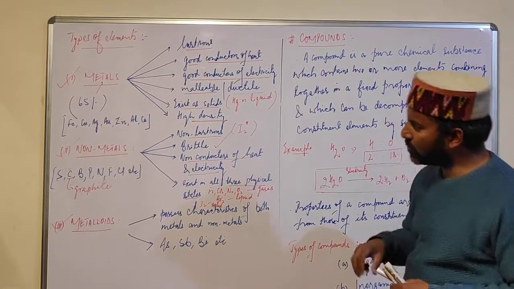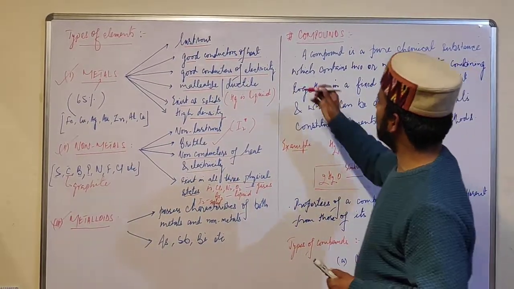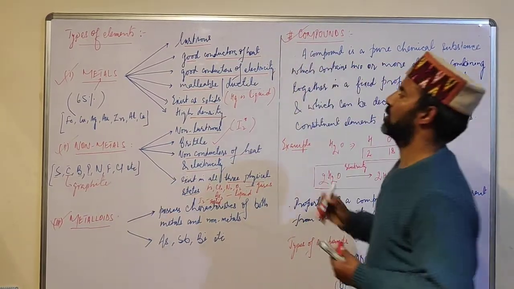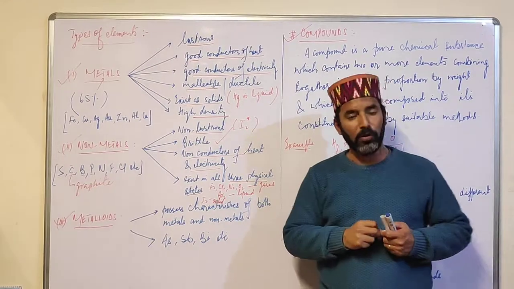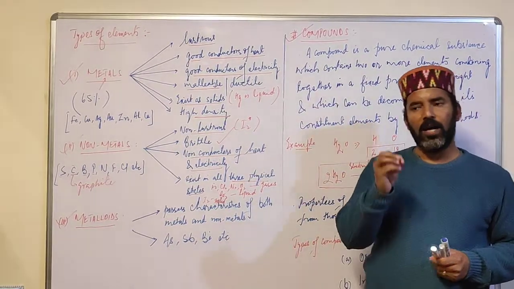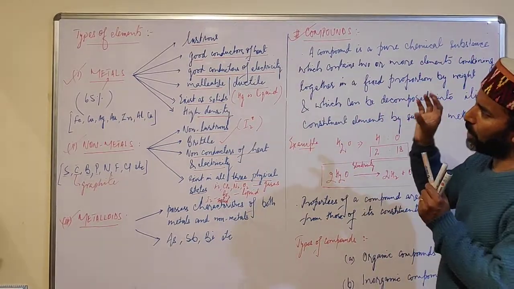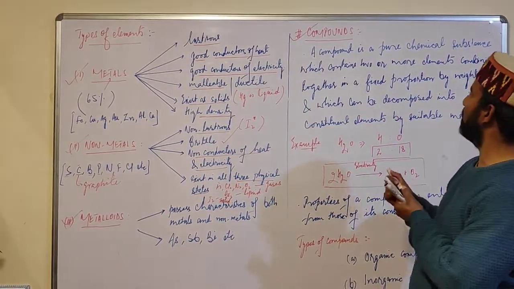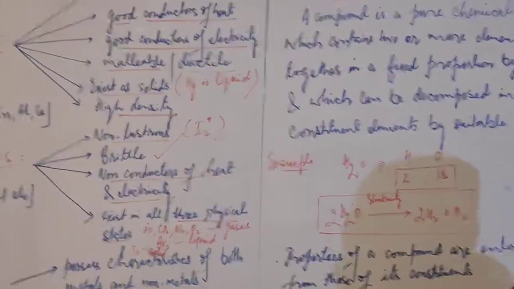Now students, our next topic is the second type of pure substances, which are called compounds. Now student, what do you mean by a compound? Compound hota kya hai? So student, a compound like element is a pure substance. So compound is a pure substance, like water we say is a pure compound.